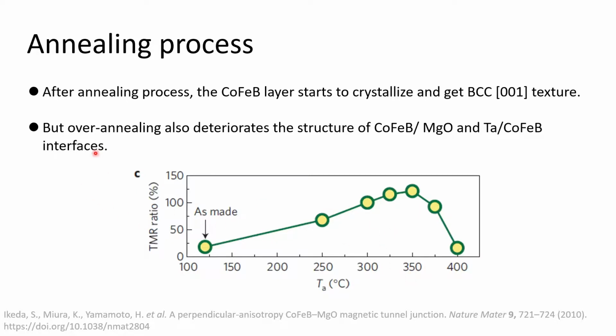this will cause some over-annealing effect, and it will deteriorate the structure of the CoFeB and MgO and the tantalum CoFeB interface. Because the high temperature will cause the boron to diffuse, because boron is a small atom and it has higher diffusivity, so it can jump into the MgO layer and some other layers like tantalum to destroy the structure of the 001 textures. And tantalum is the same. It will diffuse into the CoFeB to deteriorate its structure and cause a dead layer.